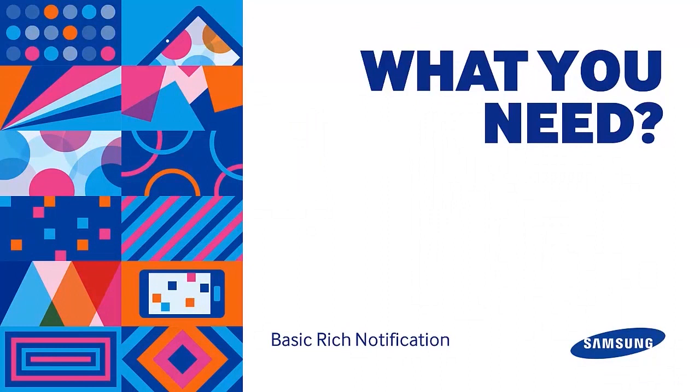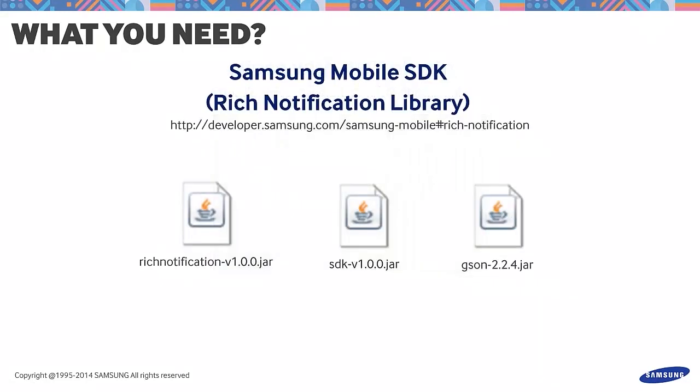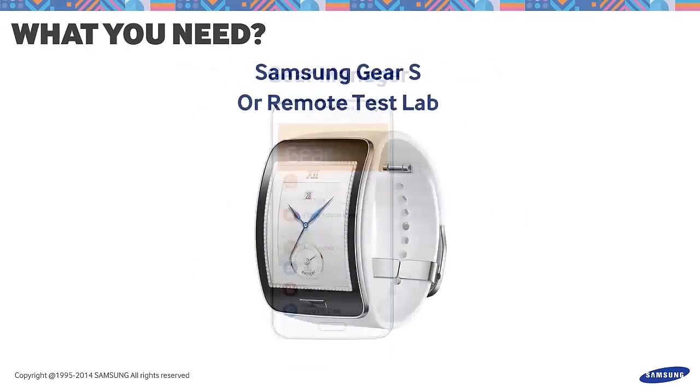Right, I think we're ready to create our own sample application for rich notification. Now we need utilities. This includes the Eclipse with ADT plugin, the rich notification library, and an Android smartphone. For this example, we'll use the Galaxy S5, the Gear Manager, and the Samsung Gear S. Now, if you don't have the Samsung Gear S, go ahead and log on to developer.samsung.com and click on the Remote Test Lab to use the emulator right there.